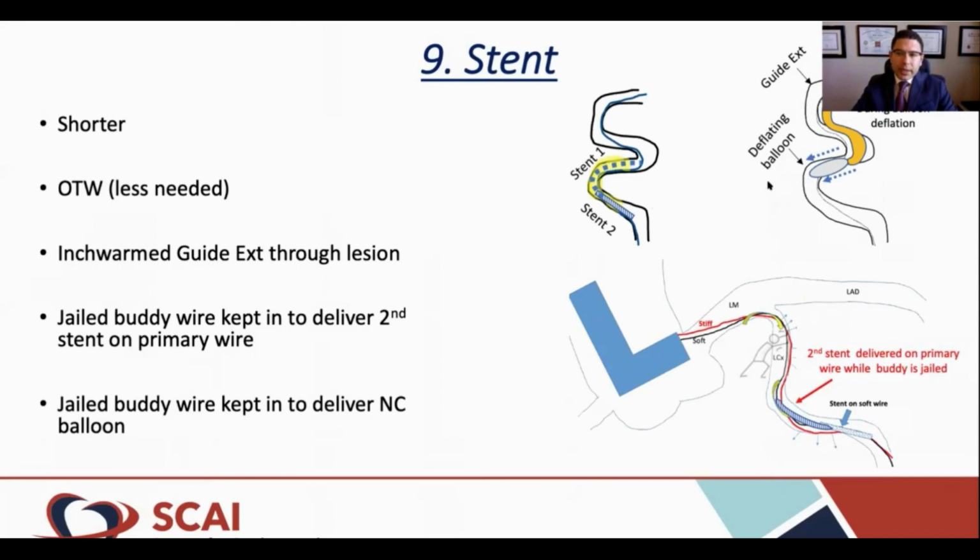Inchworming a guide extension into the lesion, then unsheathing that guide extension to deliver a stent is a very popular technique, as well as the jailed wire, buddy wire, to deliver a stent over the main wire.